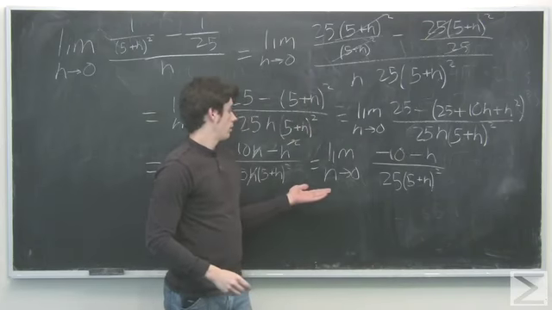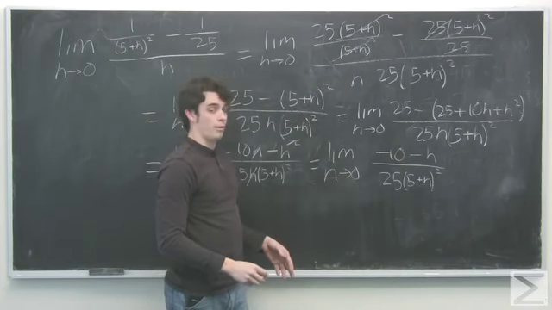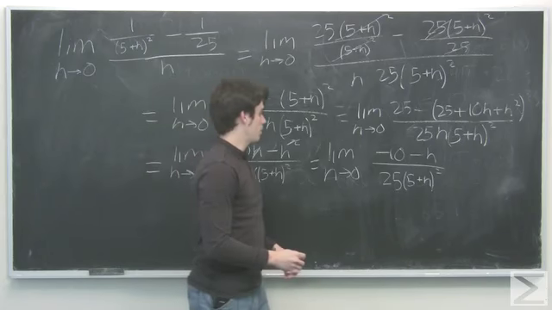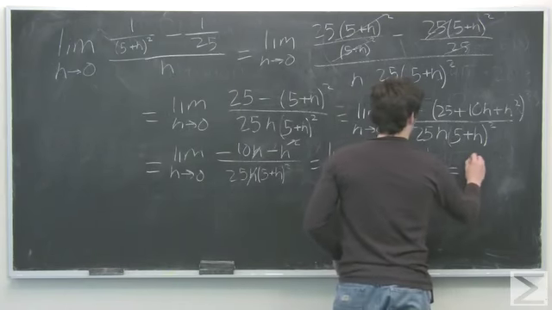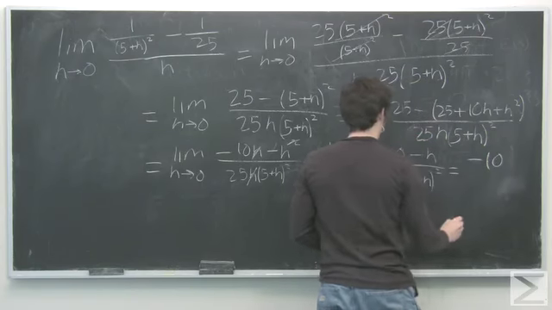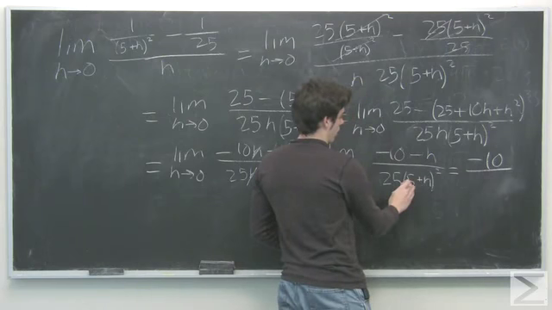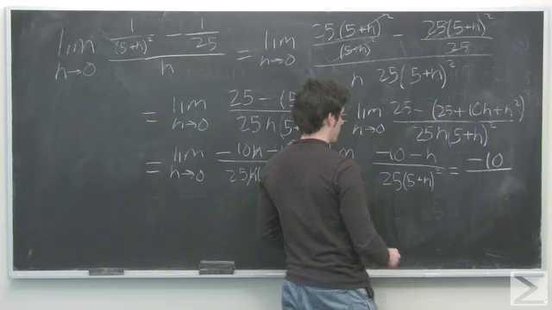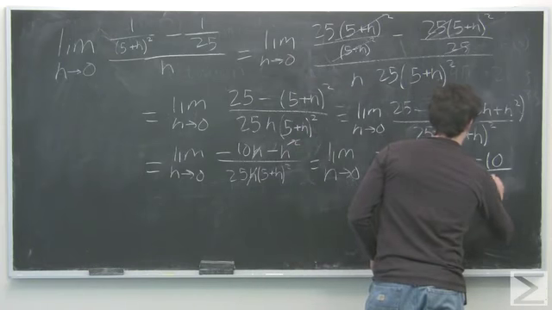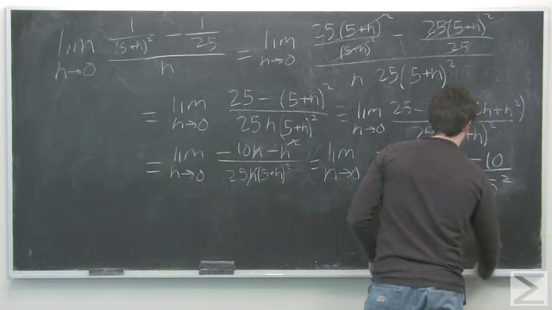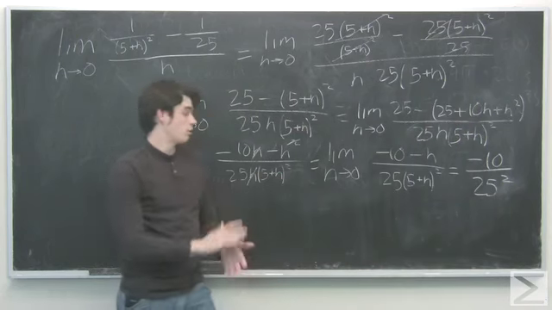So from here, since there is no longer an h in the denominator, we can just plug in 0 for h to evaluate the limit. We get negative 10 on top. Plug in 0 for h here, we get 5 squared is 25. 25 squared in the denominator. Simplify that on your own, you're good to go.